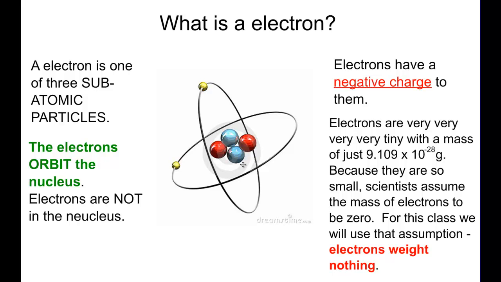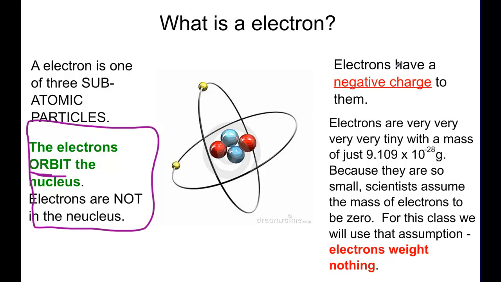Don't get these confused. Protons and neutrons are in the nucleus. Electrons are outside the nucleus. This is very important, so let me box this in here. Electrons orbit the nucleus. They go around it like planets around the sun.